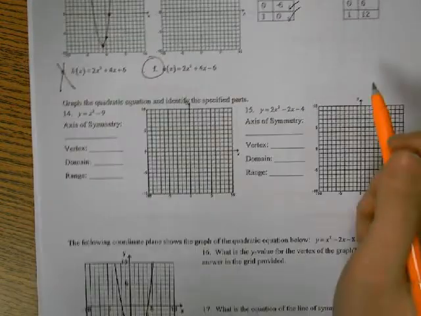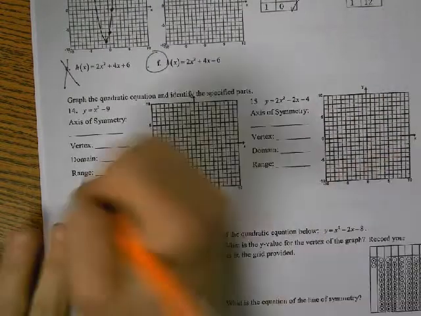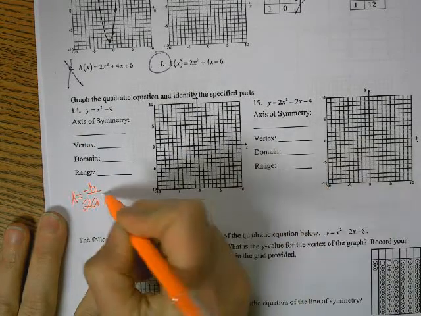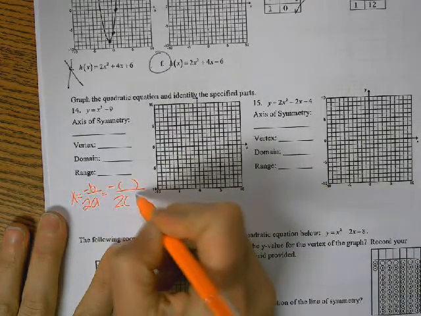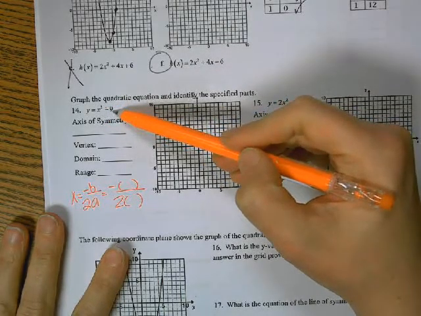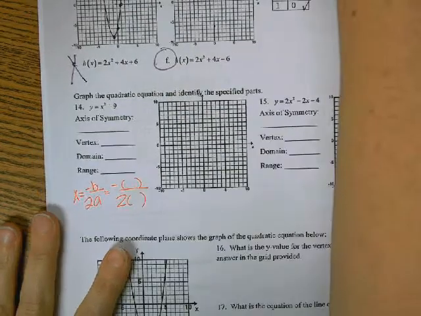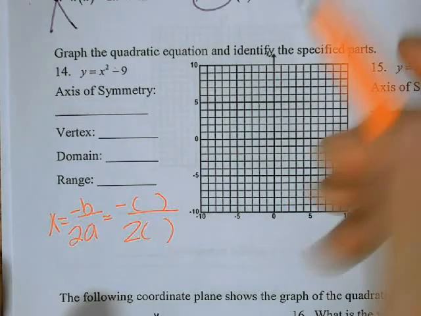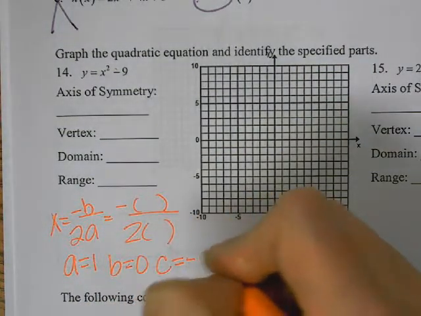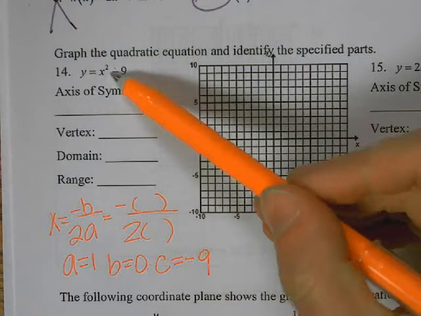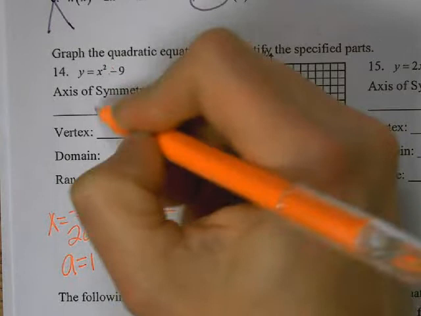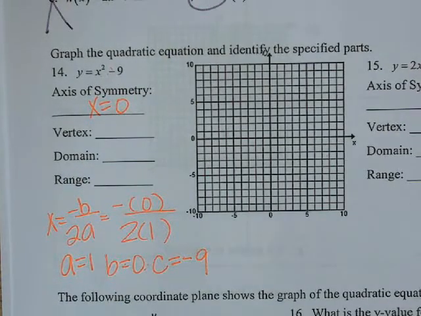Number 14, the equation for the axis of symmetry, remember it's x equals negative b over 2a. So we need to say negative parentheses over 2 parentheses. Guys, don't get this wrong. This is A, this is C. B, remember, is next to x. So A is 1, B equals 0, and C equals -9. B is 0 because there is no x term. So we put 0 in here and 1 in there, so the axis of symmetry is at x equals 0.